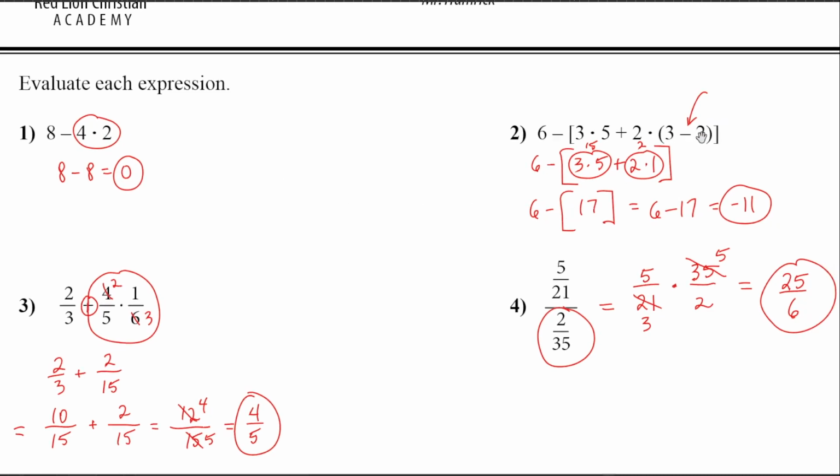We came over here. We do have parentheses this time, so I did that parentheses, 3 minus 2, that's my 1. Let's use this pen. 3 minus 2 is 1, and then I did that 3 times 5, that's going to be 15. This is a 1 times 2 right there, 2 times 1, which is a 2. 15 plus 2 is 17. 6 minus 17 is negative 11.